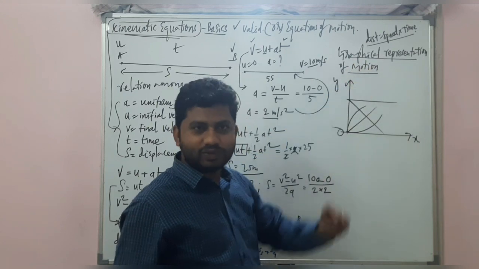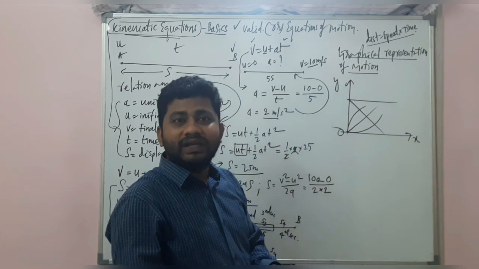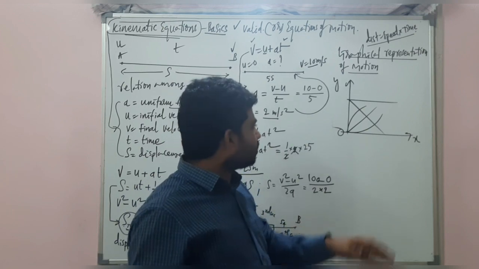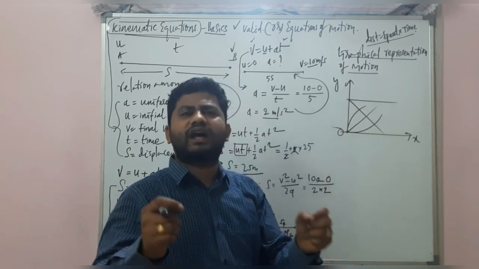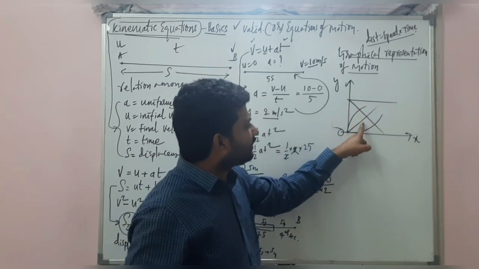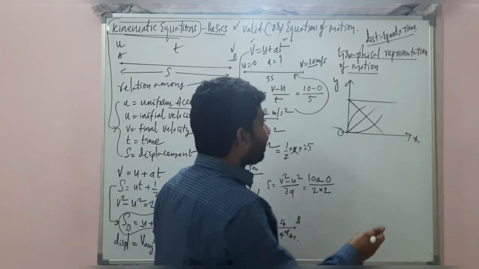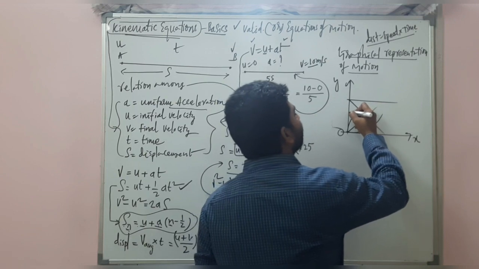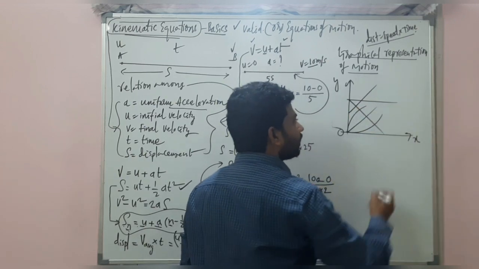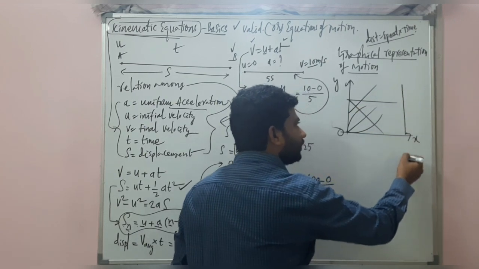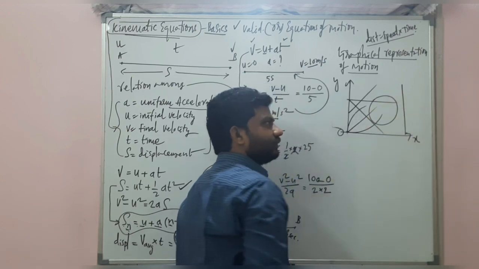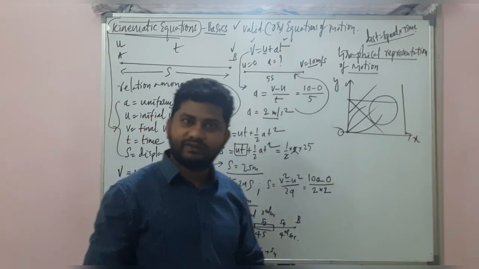Graphical representation of motion. For an individual body, the representation of motion may be in any form of graph line, like this, like this, like this. These are called graph lines.